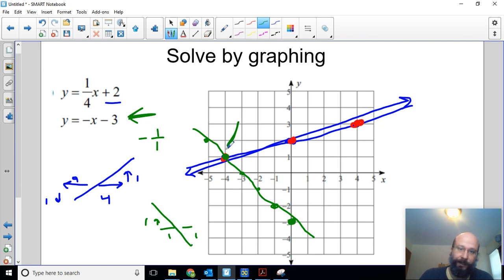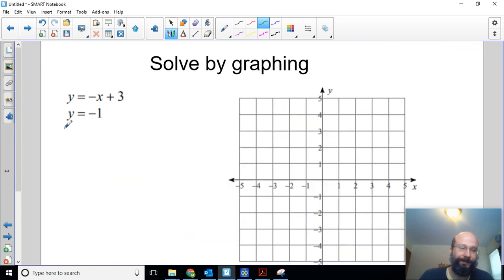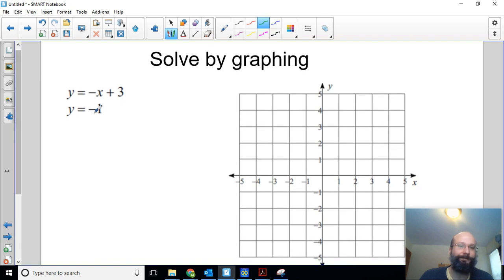So this point, wherever these 2 lines cross, that would be your answer. So my answer for this one is negative 4, 1. My x value is negative 4, my y value is 1 for this system. Like I said at the start, graphing is the easiest one because you just graph the 2 lines, and wherever they cross, wherever they intersect, that's your answer. I'm going to do 1 more. Actually, I'm going to do 3 more.